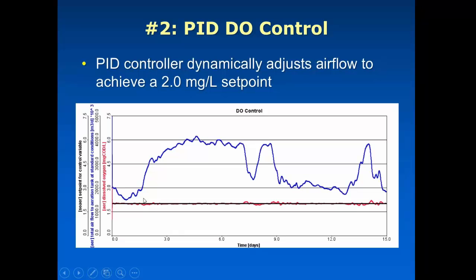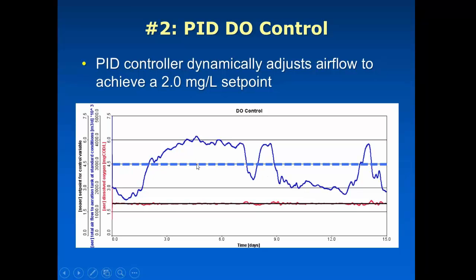The red is kind of hidden here a little bit, but you can see it bounces around, but essentially that controller is doing a good job of keeping the DO very close to the set point, even though things were fluctuating around and our demand was going up and down and the amount of air being supplied was going up and down. And this is the airflow as it was required in order to meet this DO set point as we moved along.